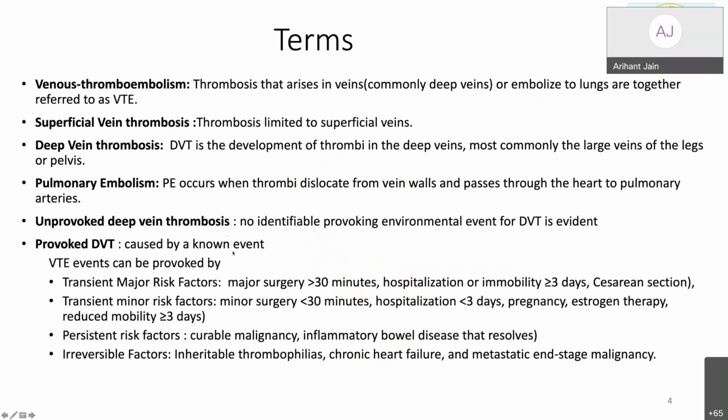Those provoking factors are usually classified into four headings. One is the transient major risk factors, which means any major surgery which has lasted for more than 30 minutes, or hospitalization or immobility for 3 days, a cesarean section. Transient minor factors such as short surgery less than 30 minutes, pregnancy, estrogen, reduced mobility, air travel, all those things are transient minor factors. Then there are persistent risk factors such as a malignancy or an inflammatory bowel disease, which will be there for a few months to years, but after that it resolves.